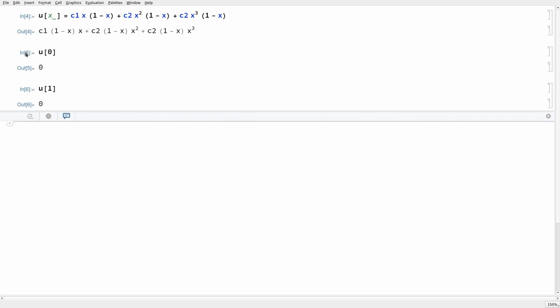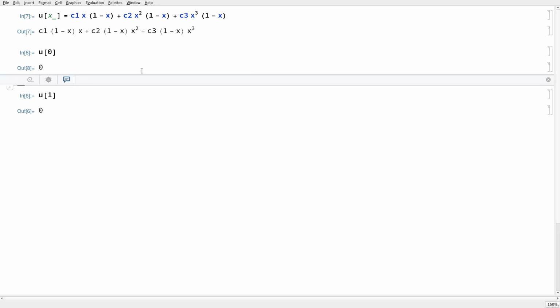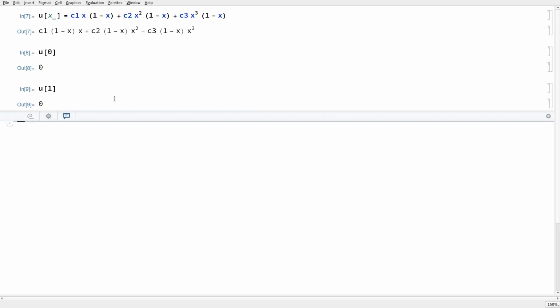The last term should be C3. Oh, it should be C3, sorry. But it still won't change. Yeah, that was just a typo. Thank you for correcting me. But it doesn't change this, right?